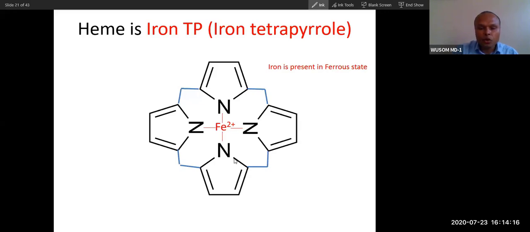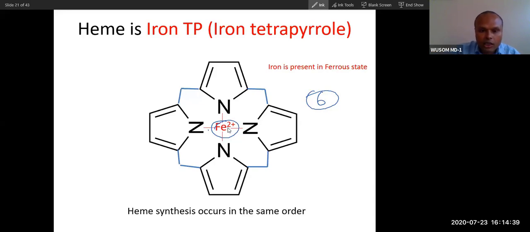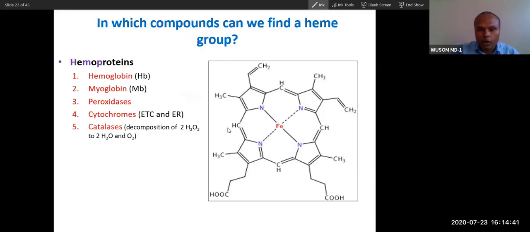Now you can see heme is bound with these 4 nitrogens, which are part of the pyrrole rings. But this heme iron, this ferrous iron, has a coordination number, a valency, of 6. So you can see 2 valencies are yet to bind with this iron. These two valencies will be fulfilled by some other compound. So here is the slide in between.